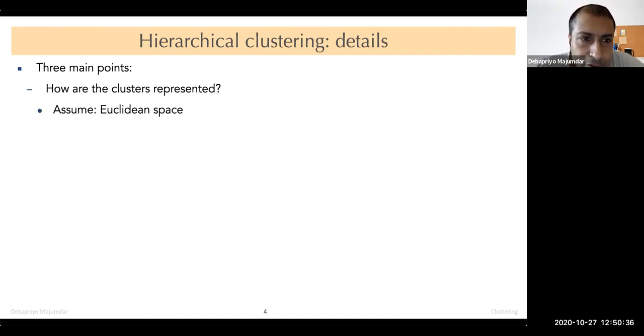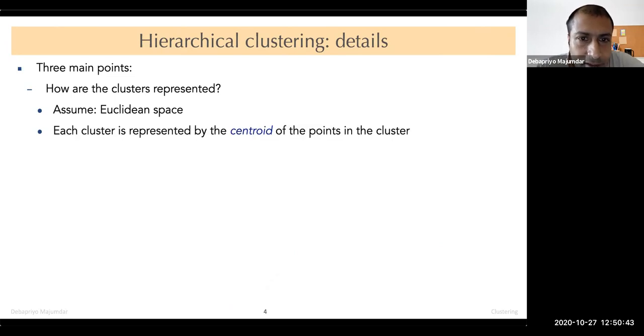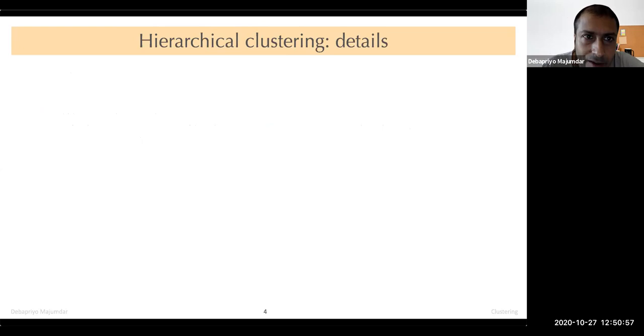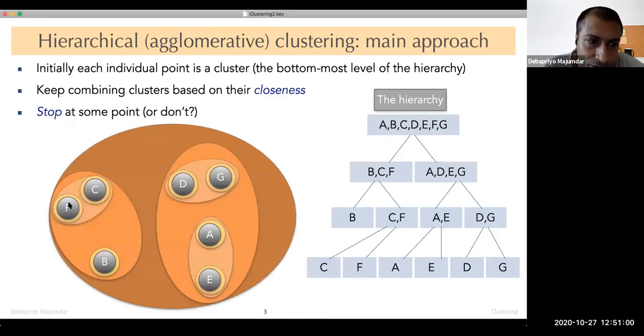At this point, let's assume the space is Euclidean, so it will make our life slightly easier. If the space is Euclidean, then the simplest thing to do is to represent each cluster by the centroid of the points in the cluster. And in the previous picture, that's what I was referring to. Let me just quickly go back. What we were thinking is, these two form this cluster CF, and this is the centroid of this cluster, and then this is the centroid of DG.